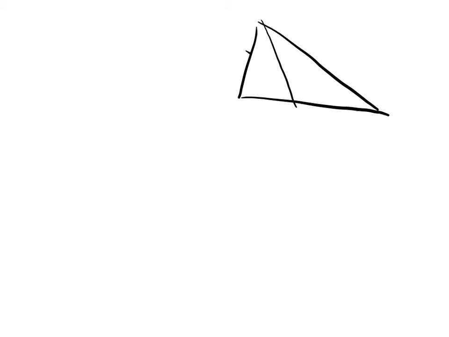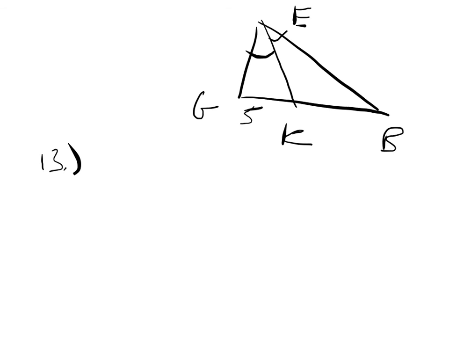Okay, for 13 and 14, our setup is we've got the angle bisector theorem. We've got a triangle, angle bisected, G, K, B, and E. And for number 13 here, I'm given GK is 5, I'm given KB is 8, I'm given GE is 7, and I'm given EB, that's what I want to find.